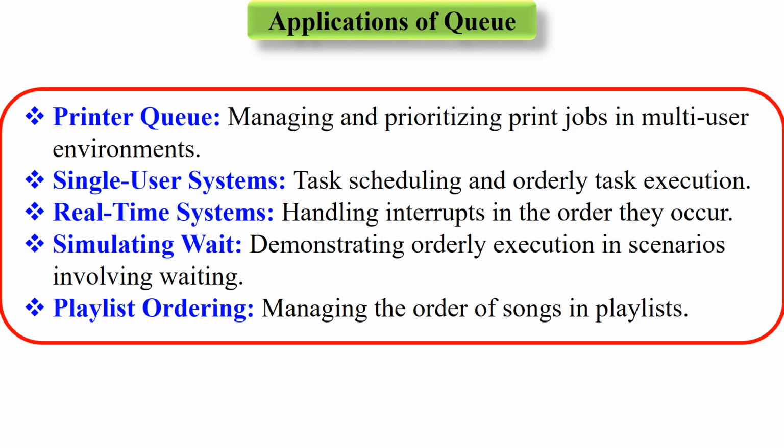Fourth point is simulating wait, demonstrating orderly execution in scenarios involving waiting. Call center phone systems use a queue to hold people in line until a customer representative gets free. Fifth point is playlist ordering. Managing the order of songs in playlists. Buffers on MP3 players and portable CD players, iPod playlists, etc., add songs to the end and play from the front of the list.